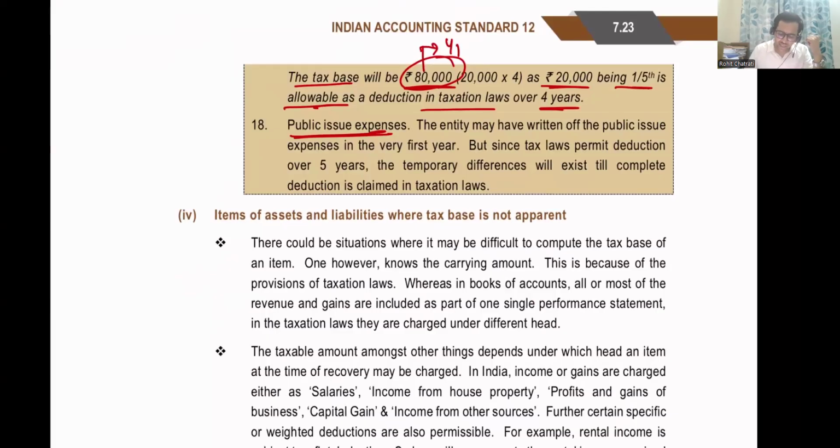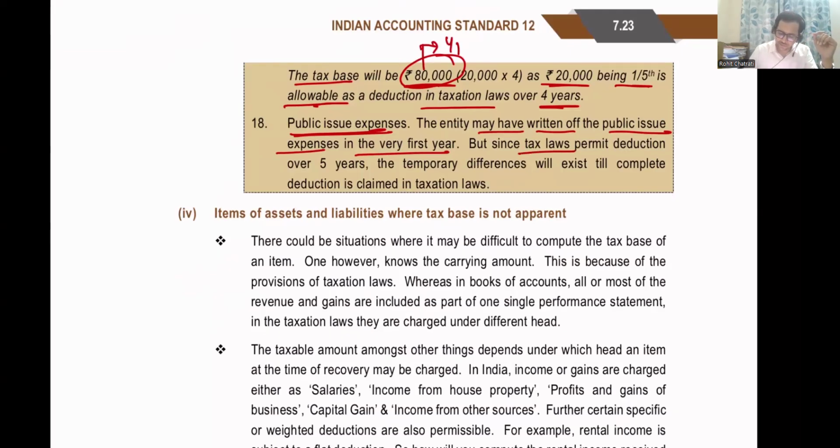An entity may have written off the public issue expenses in the very first year. This is for accounting purposes. For accounting purposes, we're going to recognize the IPO expenses as an expense in the very first year. Whenever you incur it, you're going to record it as an expense. Therefore, there won't be anything on the balance sheet. The carrying amount for these expenses will be equal to zero.